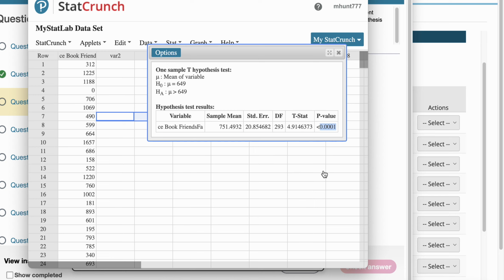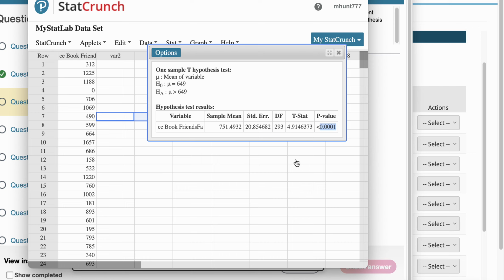Okay, so they wanted the T-stat. Got to write that down. So the T was 4.9146, and the p-value is 0.0001. Okay, I think, and it actually gives you the sample mean.